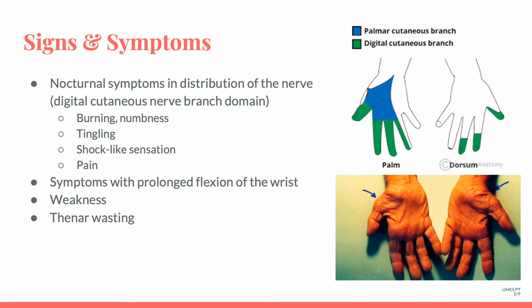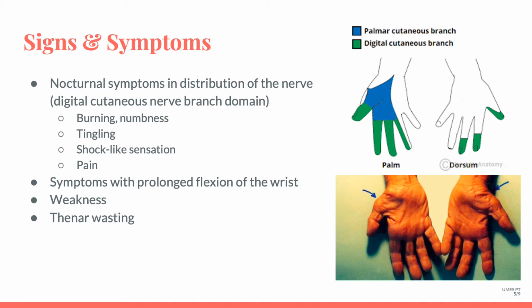So the nocturnal symptoms would be in the distribution of the nerve, and here you can see in the graph to the right that the digital cutaneous branch goes all the way to the fingers, and the palmar cutaneous branch stops at the palm. The palmar cutaneous branch is not affected by carpal tunnel because it does not pass under the carpal tunnel. So it is the digital cutaneous branch that is affected, and that is where you will feel the symptoms. These symptoms can include burning, numbness, tingling, a chalk-like sensation, or pain.